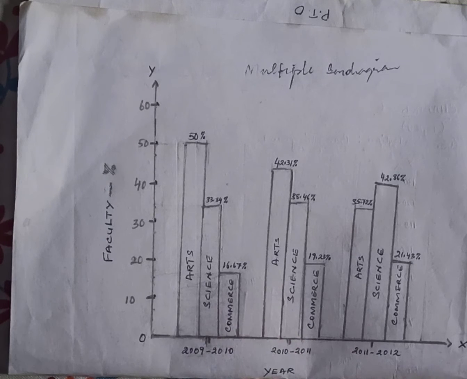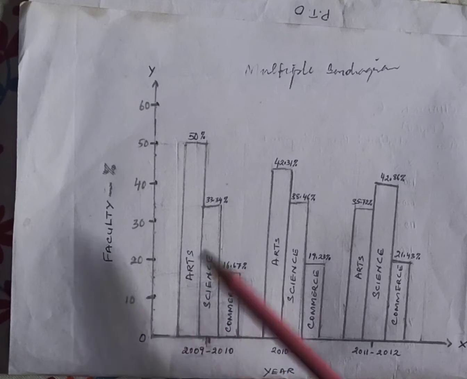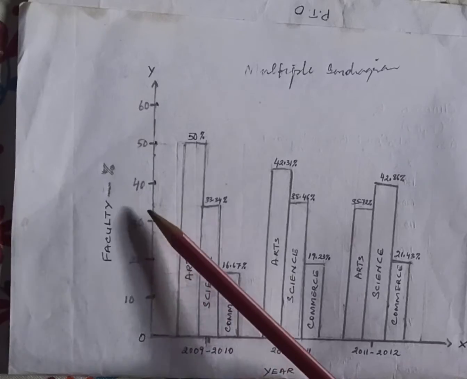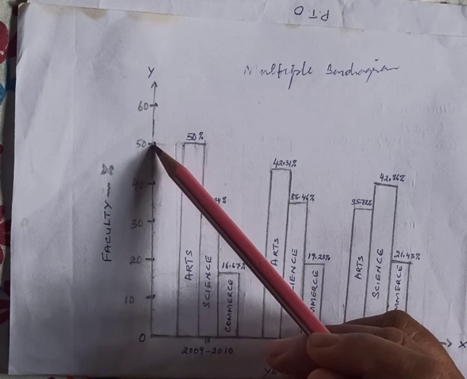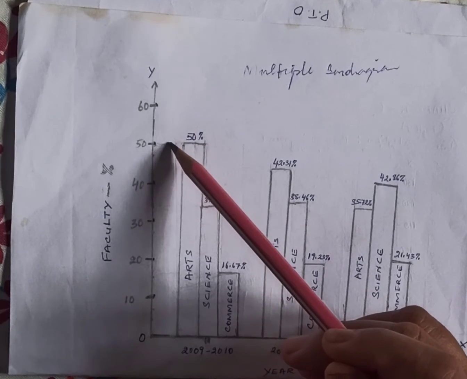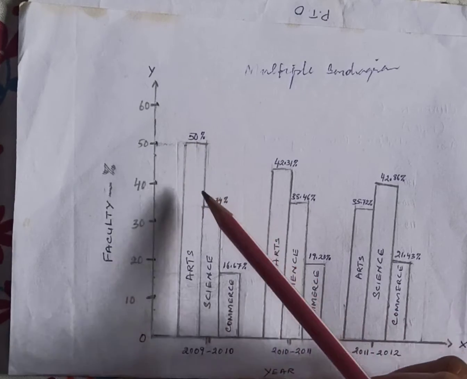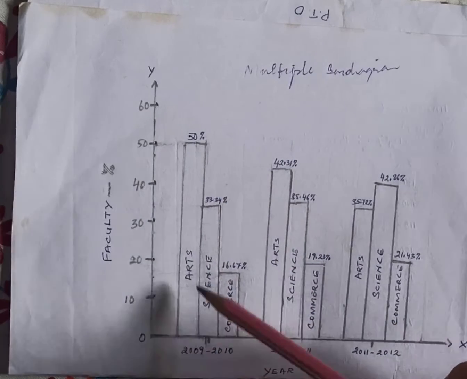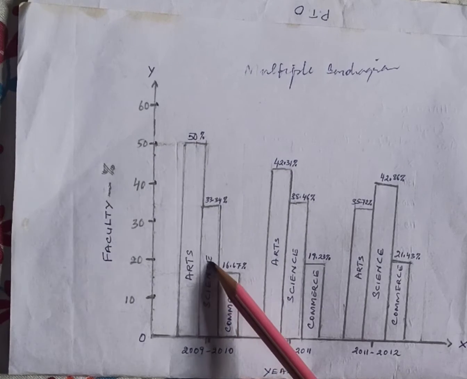Here in 2009 to 10, arts is 50%. How do I do it? I look at the OY axis where we are making units. So here 10, 20, 30, 40, 50. When I drop to 50 with the help of scale and pencil, I just draw a slice line, and then I make the first of these, the arts bar. And after making the arts bar, I move to the second one, that is science.